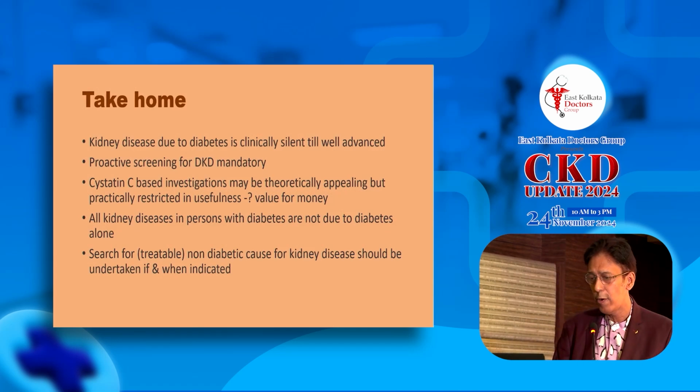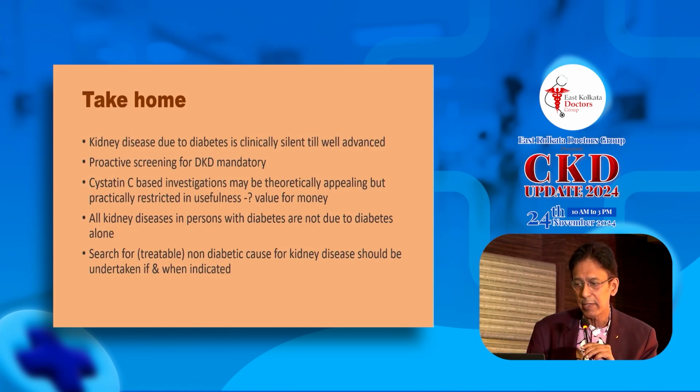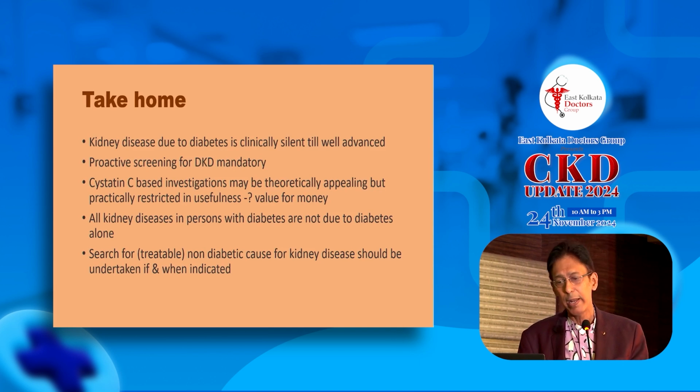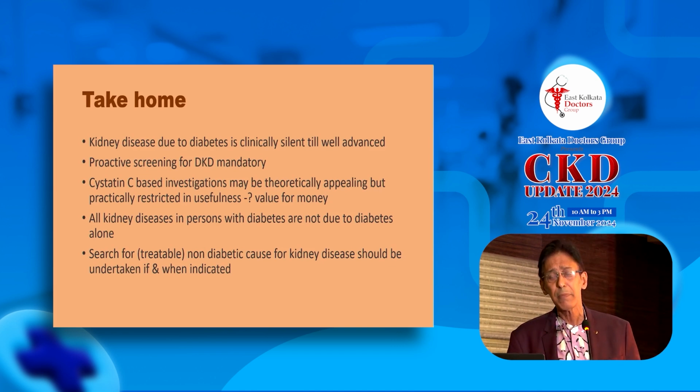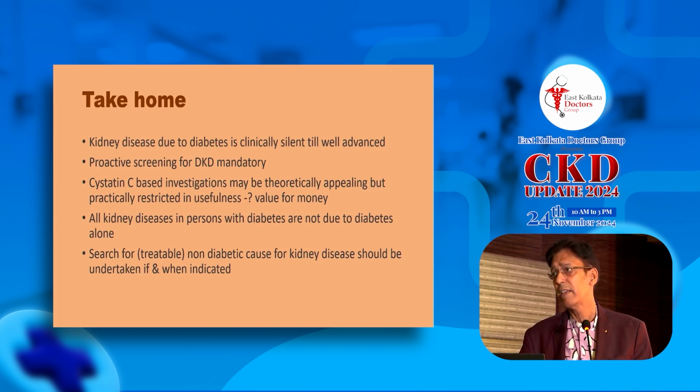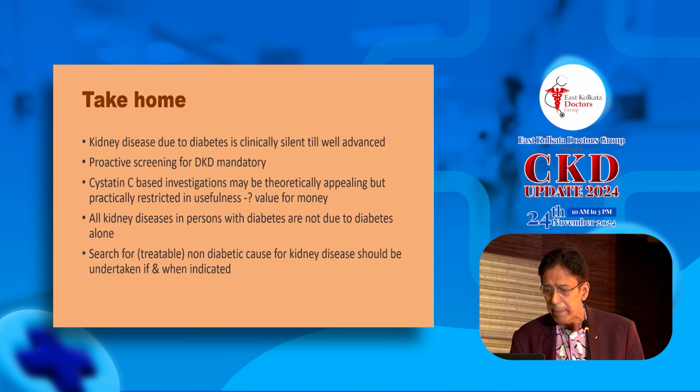To conclude, therefore, kidney disease due to diabetes is clinically silent till well advanced. Therefore, it makes sense to go for provocative screening for diabetic kidney disease and involve interventional strategies to prevent functional decline of the glomeruli, whether by use of good glycemic control, use of ACE inhibitors, ARB, finerenone, SGLT2 inhibitors. All these things I am sure will be discussed throughout the day.